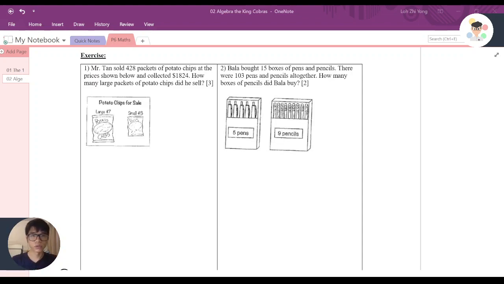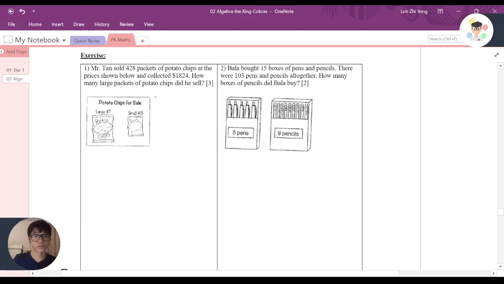Okay. So in the usual way, let me just read the question first. Here it says that Mr. Tan sold 428 packets of potato chips at the prices shown below and collected $1,824. How many large packets of potato chips did he sell? So we can see that the large one is $7, the small one is $3.